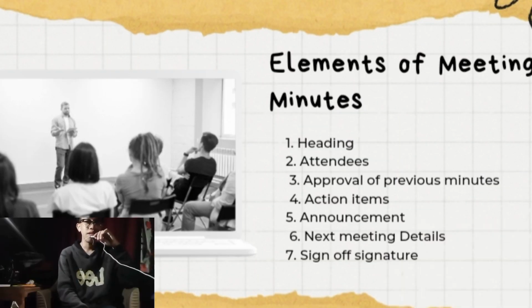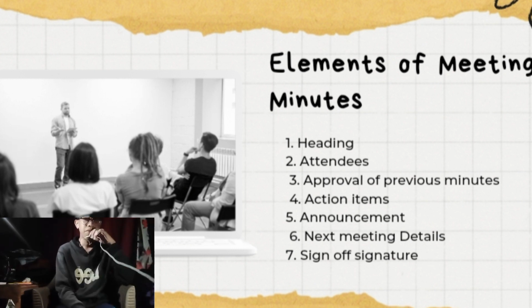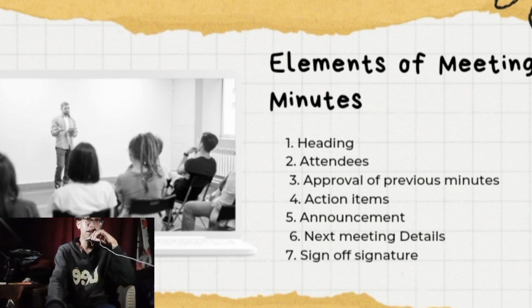Here are the 7 elements of meeting minutes. First is the heading. This includes the name of the organization or committee, the type of meeting, and the date, time, and location of the meeting. The second element of meeting minutes is the attendees. This section provides the names, titles, or roles of those who attended the meeting.